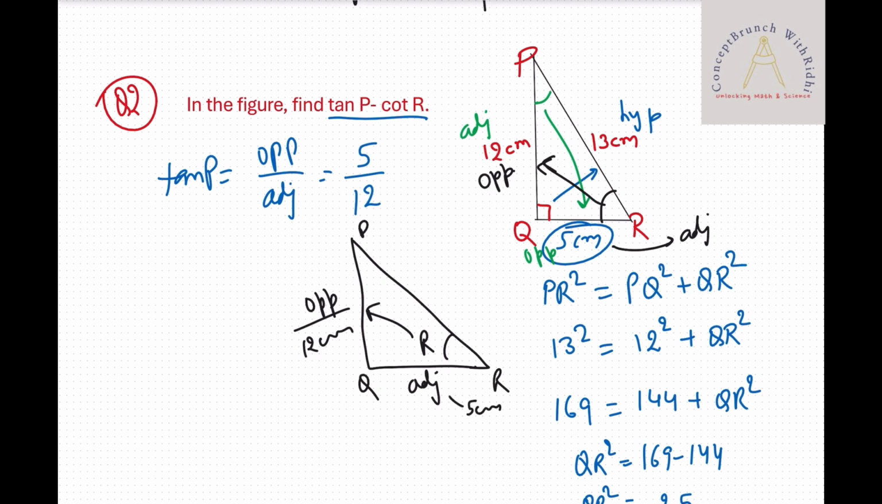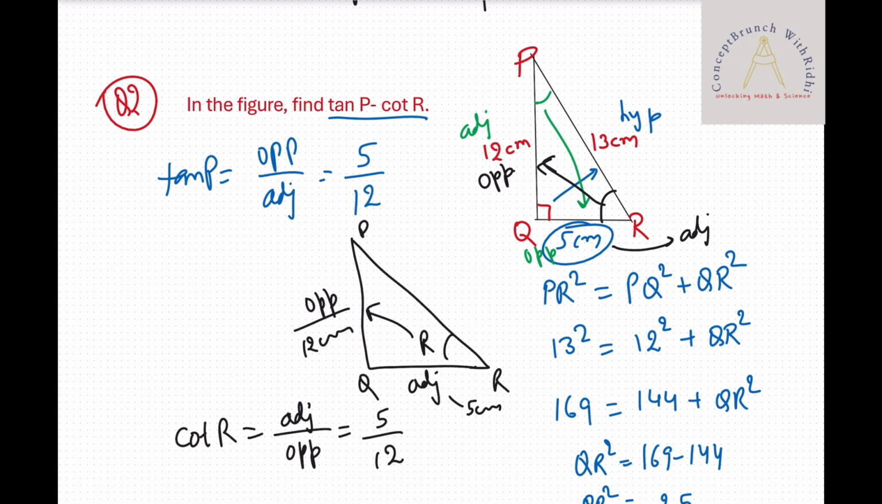Clear? So with the help of this, we can find out the cot R, and the cot is what? Adjacent divided with opposite. So adjacent is how much? 12. Sorry, my bad. 5 divided with 12.